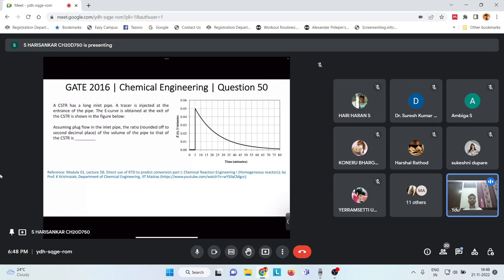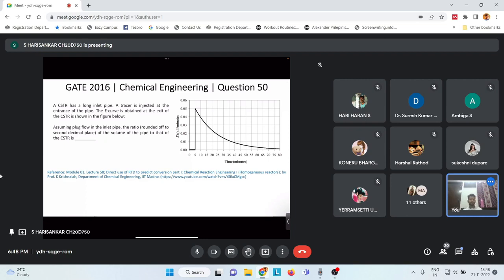This is a question from residence time distribution, and the reference NPTEL lectures can be found in module 1, lecture 58, direct use of RTD to predict conversion, part 1, Chemical Reaction Engineering 1, Homogeneous Reactors by Professor K. Krishnaiah, Department of Chemical Engineering, IIT Madras.